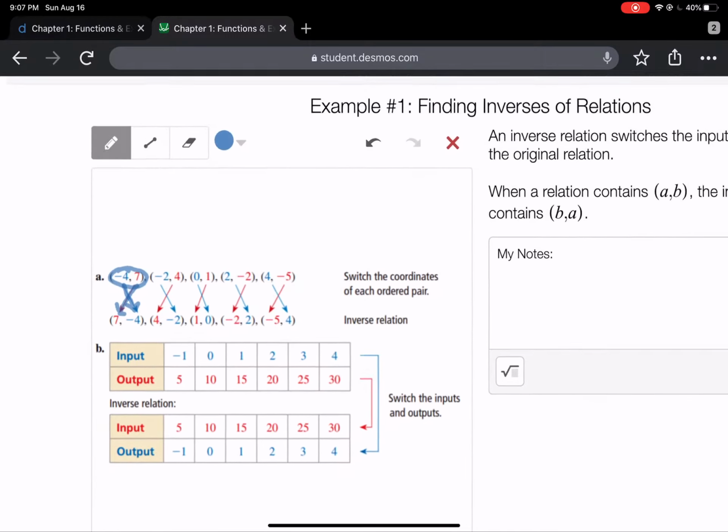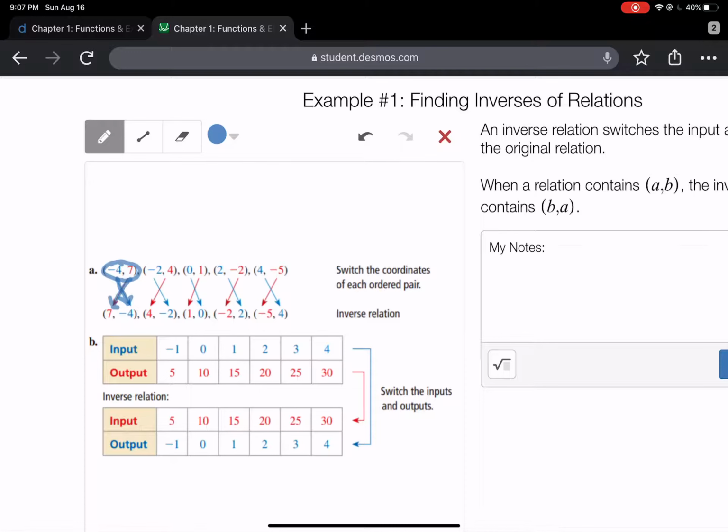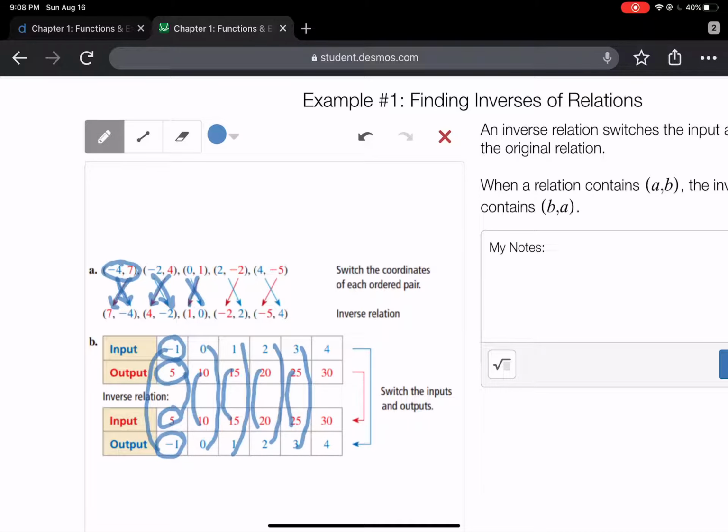Inverse relations, inverse functions are basically like the opposites, right? They work in the exact opposite way. We're just switching the places. Same thing with an input and output table. If I have an input of -1 and an output of 5, the inverse relation will have an input of 5 and an output of -1. Notice how they are just switching places. This is an inverse relationship. If two functions have this relationship, then they are considered to be inverse relations.